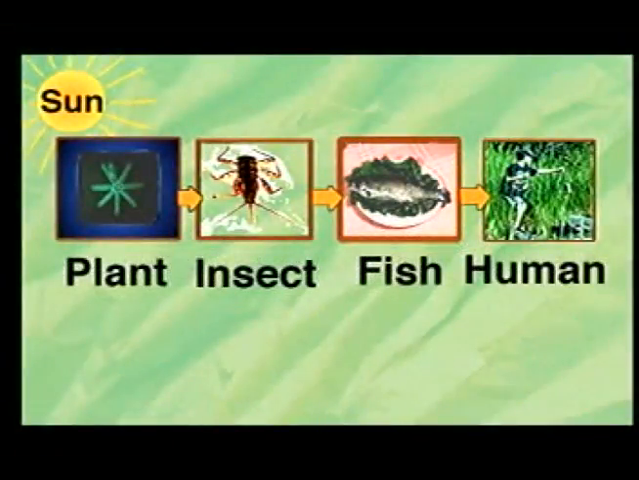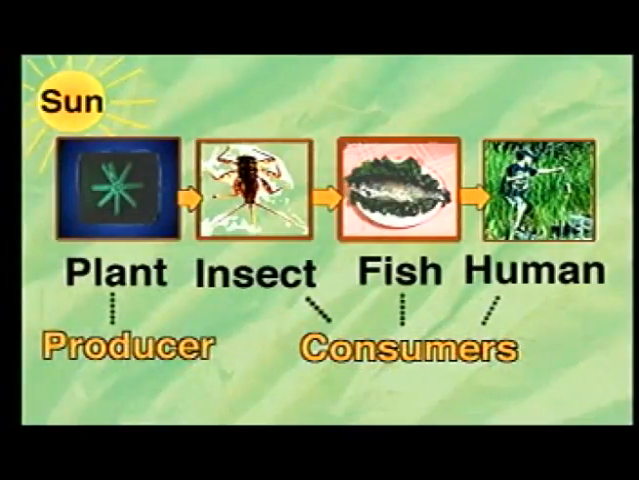In this food chain diagram, we can see that the sun provides energy to the tiny plants, which are eaten by insects, which are eaten by trout, which then are sometimes eaten by people. The plants are the producers, and the insects and the trout and humans are consumers.